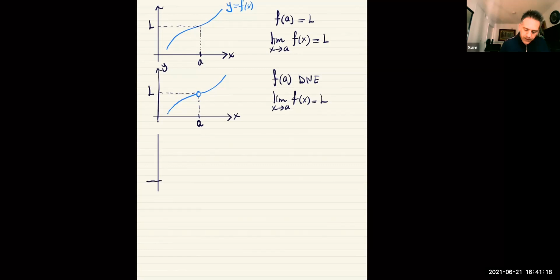And then we have functions that do exist. Again, this has a hole at A, but with certain functions, imagine you take out a point, you remove a point, and you put it somewhere else. Imagine I take that point out and put it like here, okay?